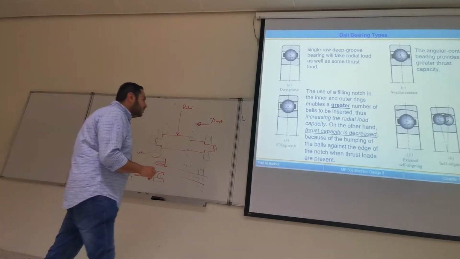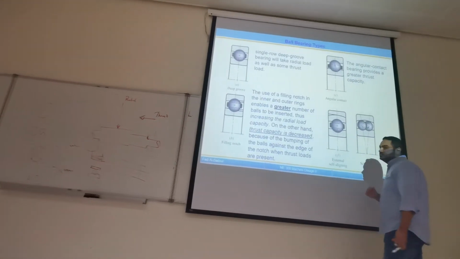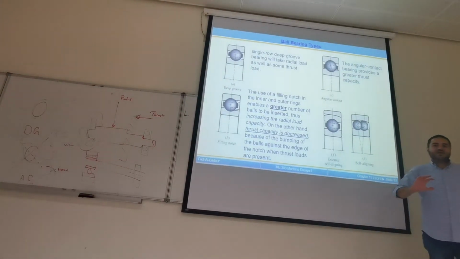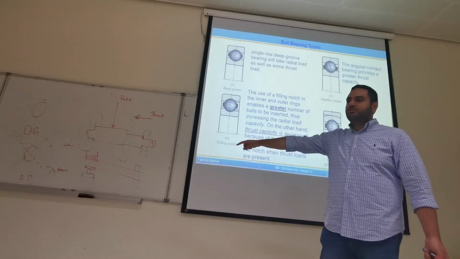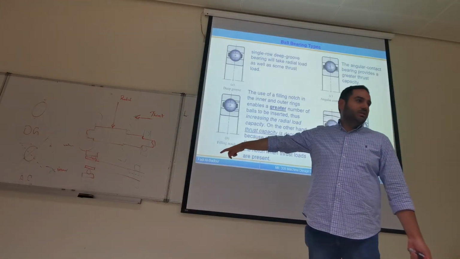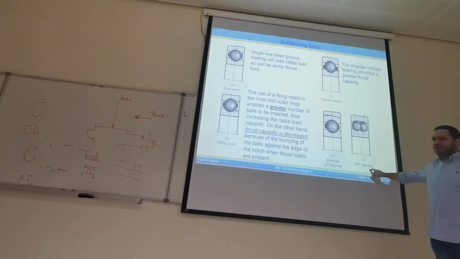Now, to overcome this issue, they came up with what is called a self-aligning bearing. Self-aligning bearings compensate for the misalignment, either during manufacturing or assembly or so. By the way, self-aligning bearing usually tends to have a lower capacity as compared to deep groove or angular contact bearing. But they can compensate for misalignment, so it's a nice feature.